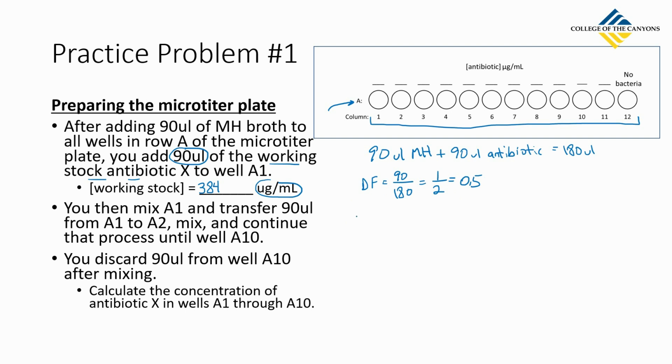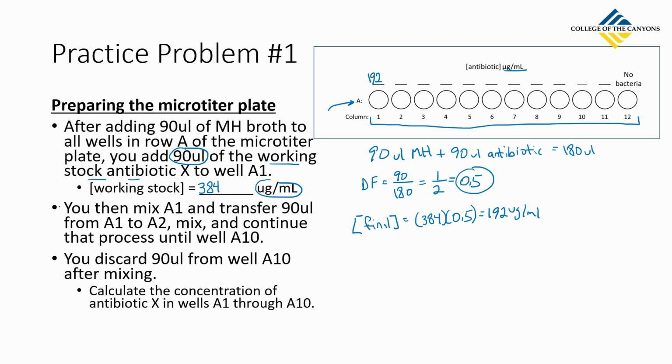So also if we want to determine what the antibiotic concentration is, the final concentration again is the original concentration times the dilution factor. So the original concentration is 384 micrograms per mil times 0.5. So that is 192 micrograms per mil. So this in A1 is 192 micrograms per mil.